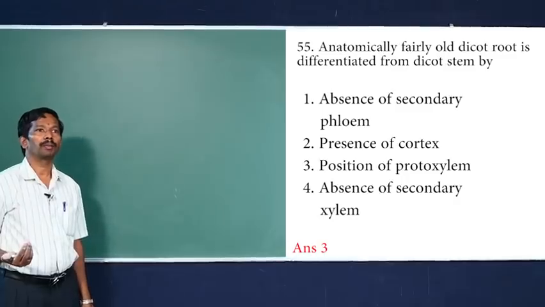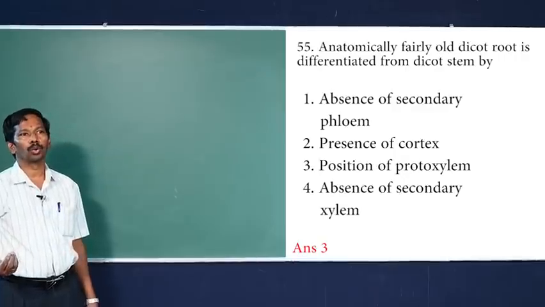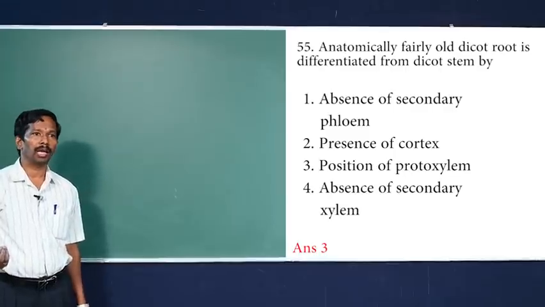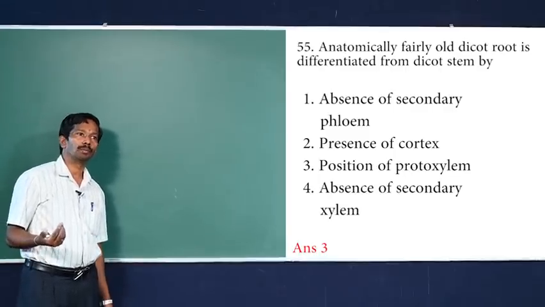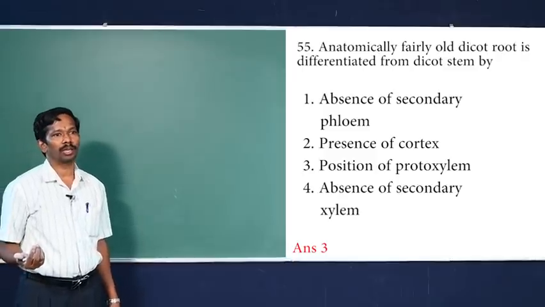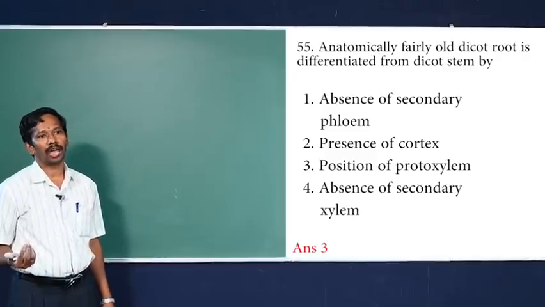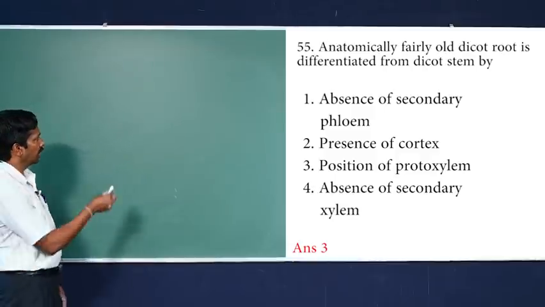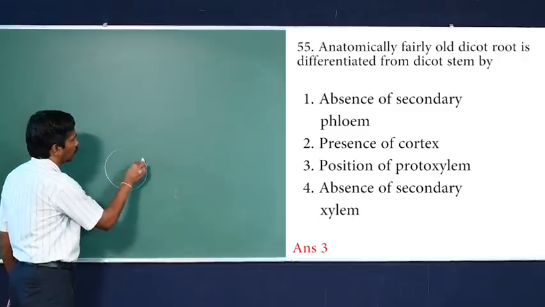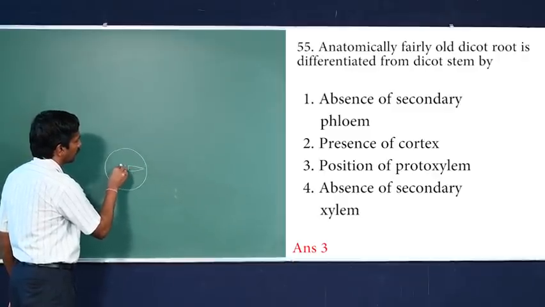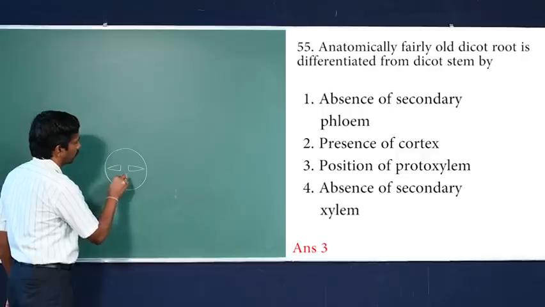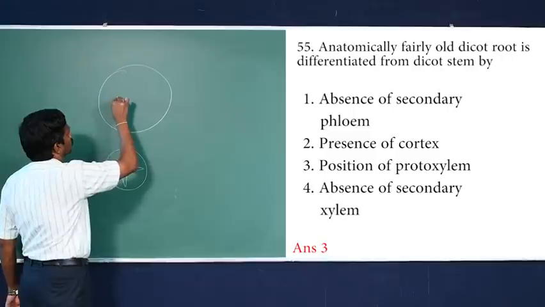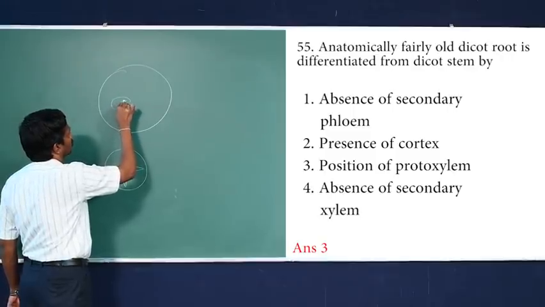55. Anatomically, a fairly old dicot root is differentiated from a dicot stem by: option number 1 absence of secondary phloem, option number 2 presence of cortex, option number 3 position of protoxylem, option number 4 absence of secondary xylem. The answer should be option number 3, because in the root system xylem is exarch, whereas in the shoot system xylem is endarch.